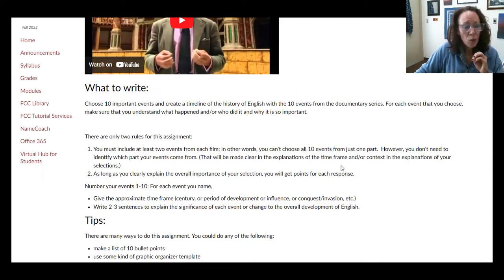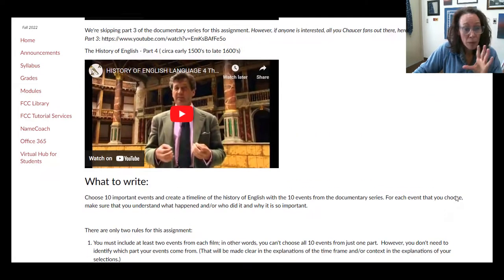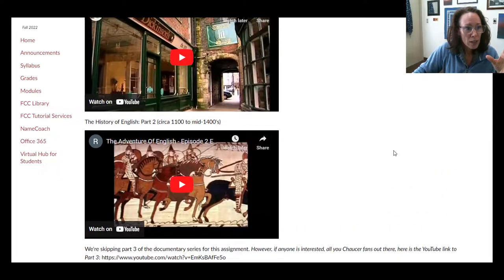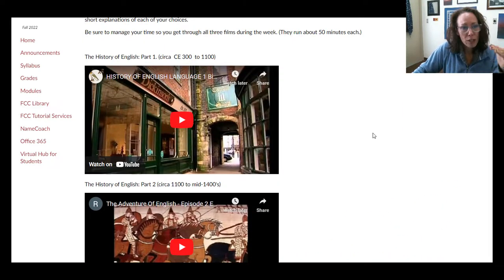But what I want you to do is to choose 10 events, and I'd like you to try to spread them out through the different time periods. So I've got these 3 different videos that cover 3 different time periods. So make sure that you spread them out evenly. Don't choose all 10 or most of them from one single time period. Okay.